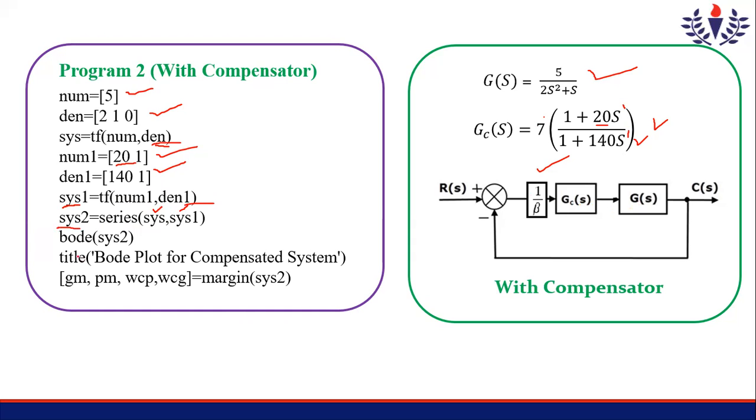SYS2. So for this, we are drawing the Bode plots. So Bode of this system and the title. And from this, we need to identify the gain margin, phase margin, phase crossover frequency, and gain crossover frequency. After adding a compensator, now we need to cross check whether we are getting the desired phase margin or not. We will see in the simulation.